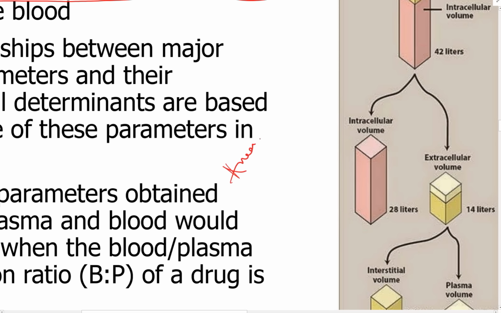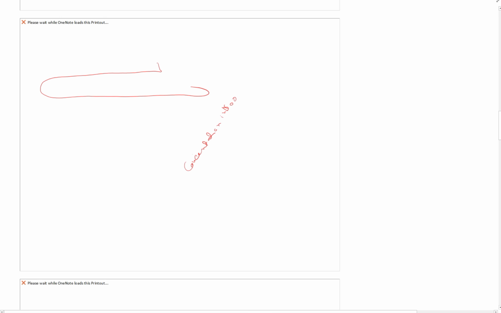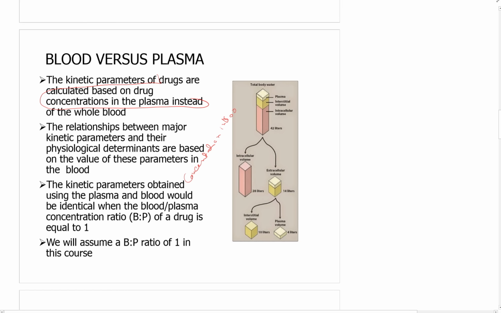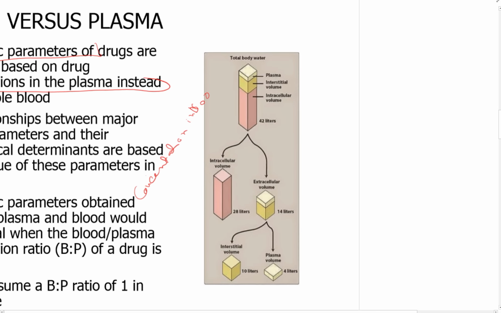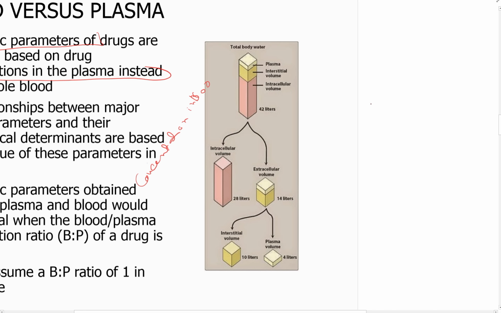So we always assume the concentration in blood divided by the concentration in plasma, if this ratio is 1.